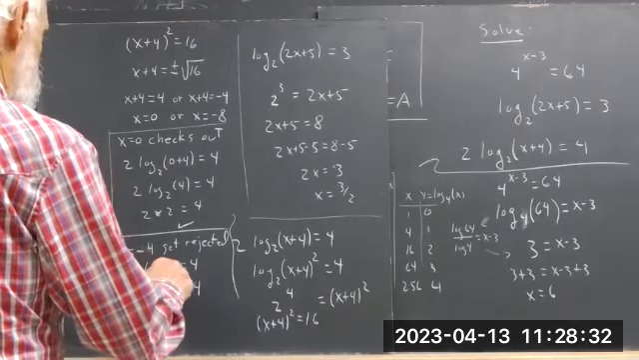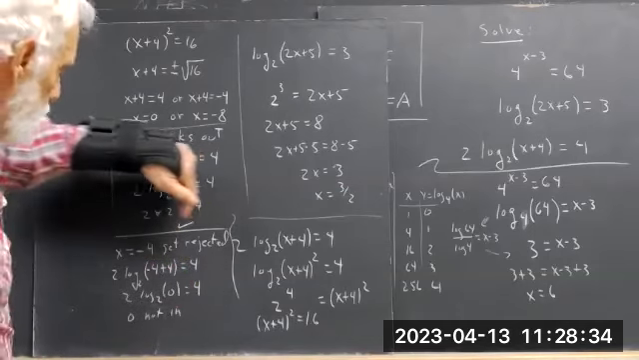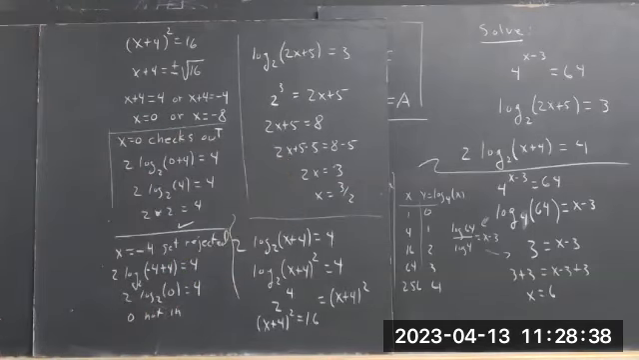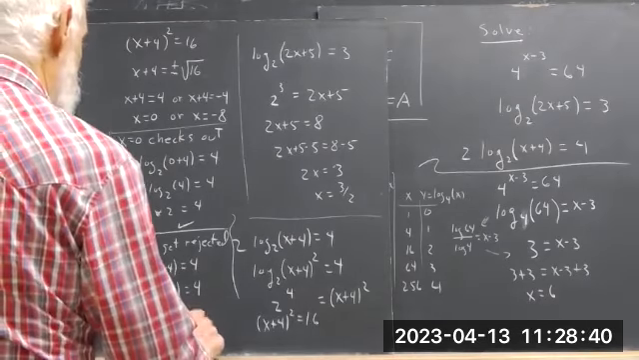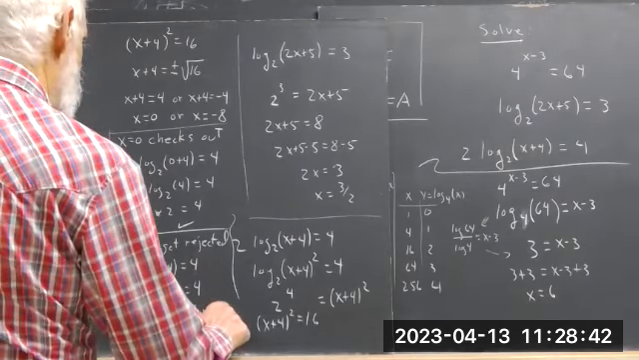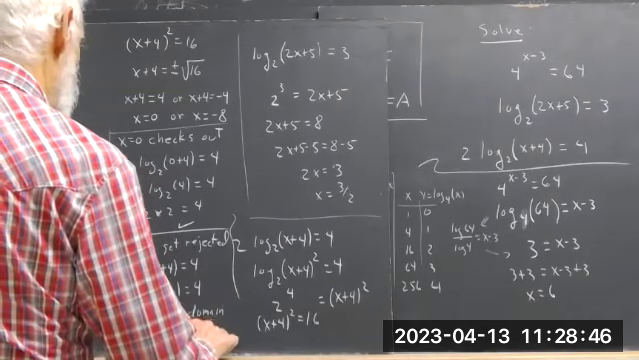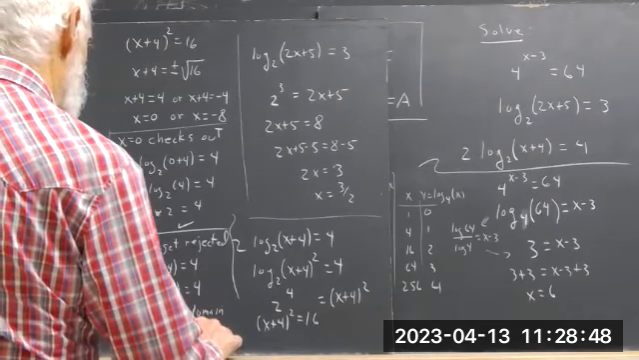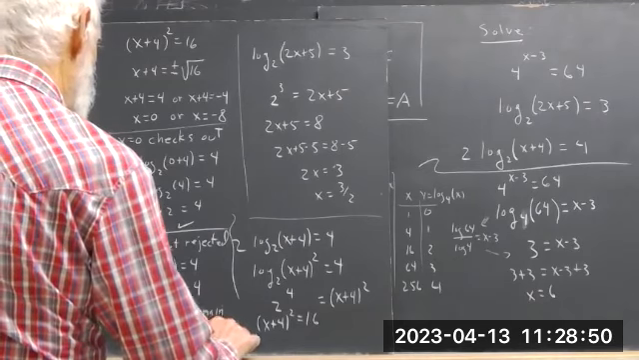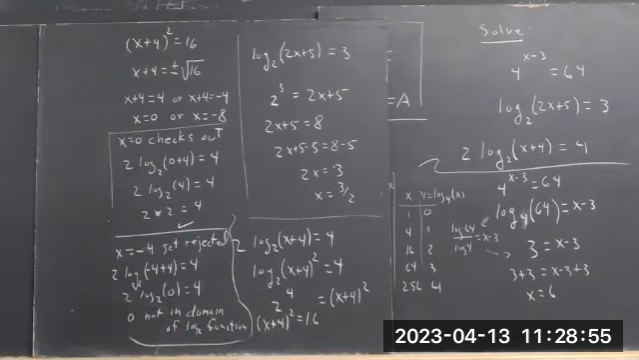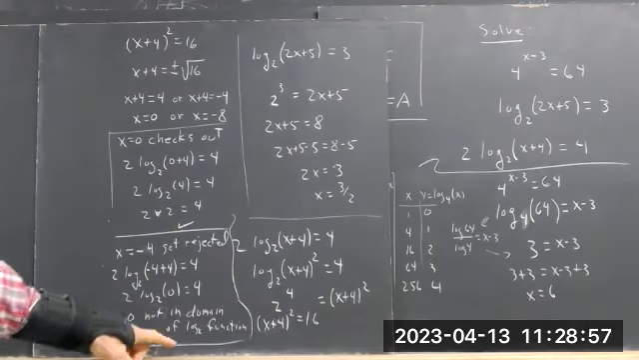actually, I should write that as negative 8 plus 4. x is negative 8. We're going to get negative 4. Negative 4 is not in the domain of the log base 2 function.